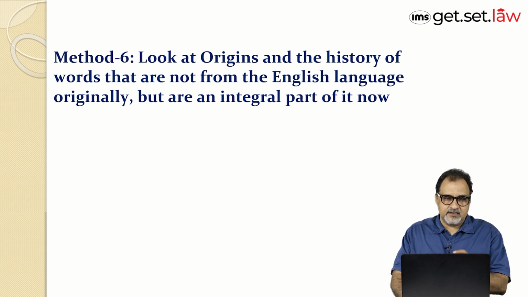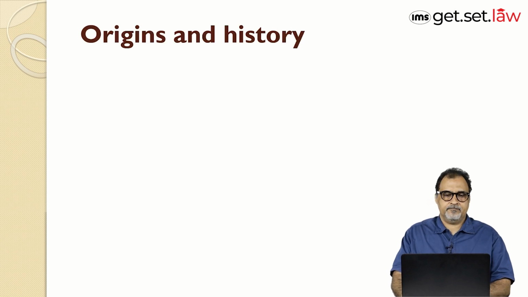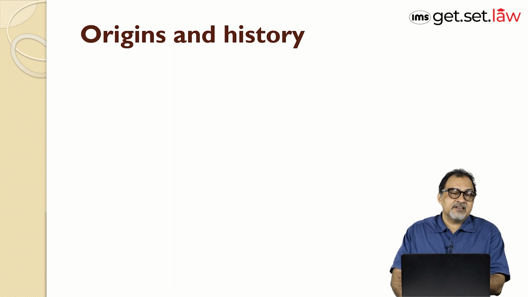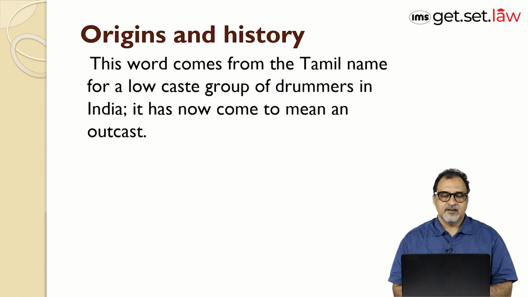So, we look at some not perhaps commonly used words, but very firmly embedded words in English. So, I'll give you the hint, you pause your video, see if you can think of the word, and then you restart your video and you will know the word. So, let's look at word number 1. This word comes from the Tamil name for a low caste group of drummers. So, this is a British era word. Okay. The British picked it up from the Tamil language.